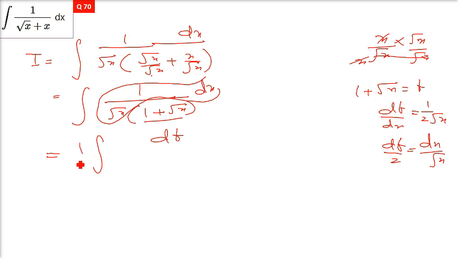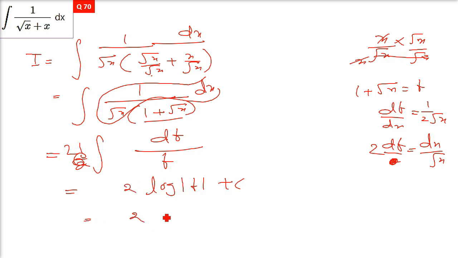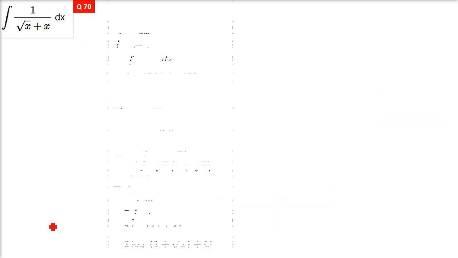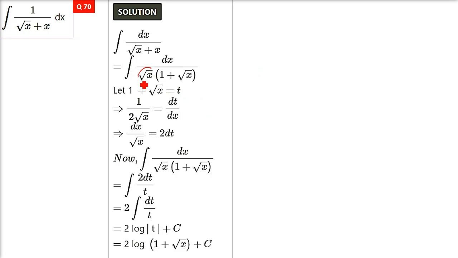So this dt goes here, half goes down. 1 plus root x was t. It's simply log t, because 1 by t dx is log t only. This is 2, not half. Okay, there is a slight change here. Log modulus of t plus constant of integration with 2, and t was 1 plus root x, so just change it. Log in the modulus, you have to take t as 1 plus root x, plus constant of integration, right? Please don't forget to put this modulus sign.